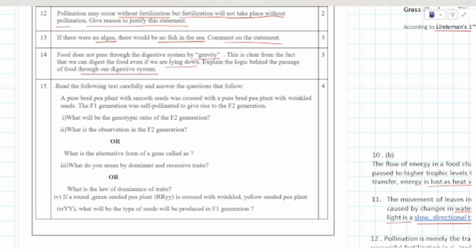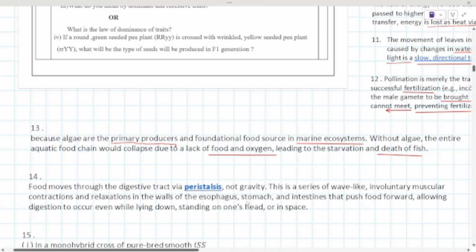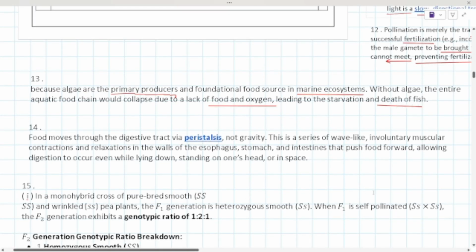Yeah, you are correct. Let's see here the explanation also. 14. Food moves through the digestive tract by peristalsis, not gravity. This is a series of wave-like involuntary muscular contractions in the wall of the esophagus, stomach, and intestine that push food forward, allowing digestion to occur even when lying down and standing on one's head.